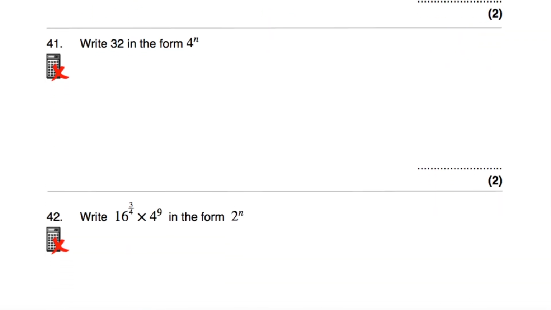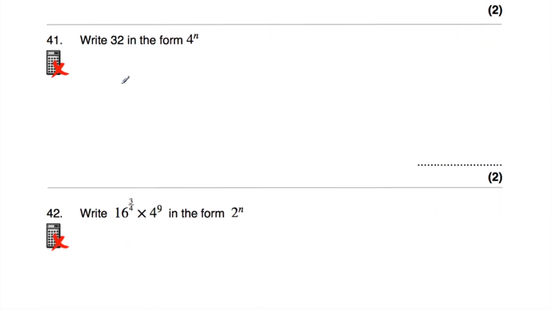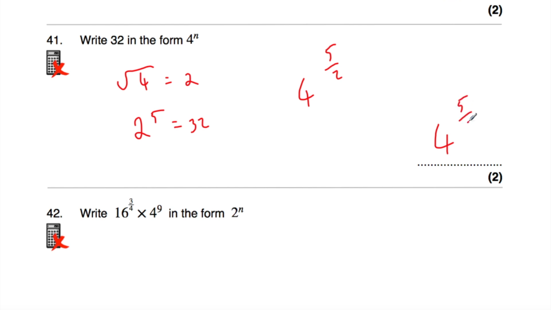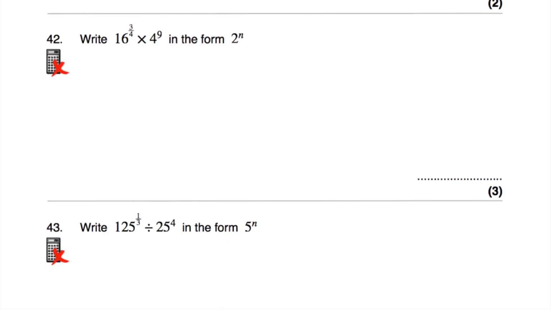Okay, let's look at our next question, question number 41. So question number 41, we want to write 32 in the form of 4 to the power of n. So again, we want to think what power would we raise 4 by to get to 32. Now again, we're not going to be able to do it in just one step, because the powers of 4 would be 4, 16, 64. But again, it would be great if we could square root the 4. If we square root 4, we get 2. And then 2 to the power of 5 is equal to 32. So if we want to square root and then do to the power of 5, it would be 4 to the power of 5 over 2. Because 4 to the power of 5 over 2 is equal to 32. And that's it.